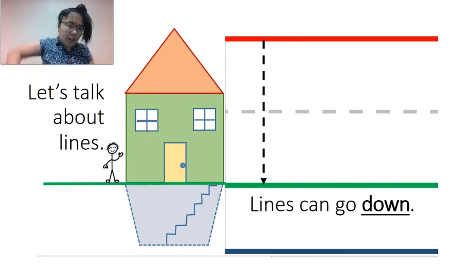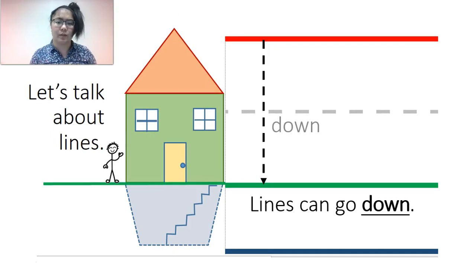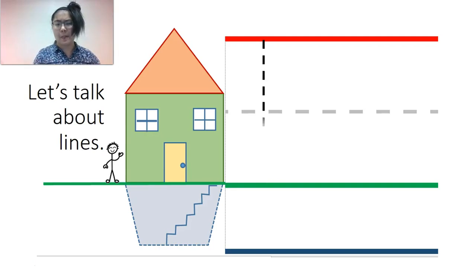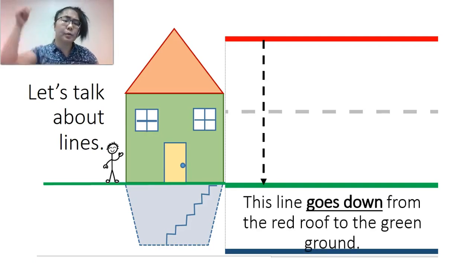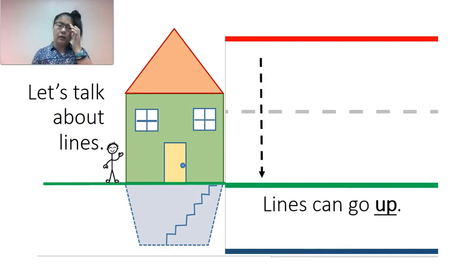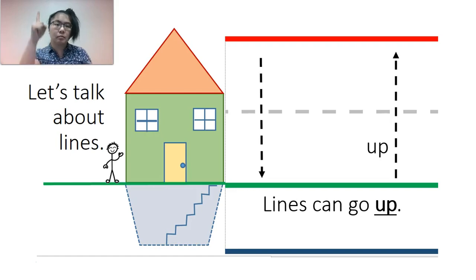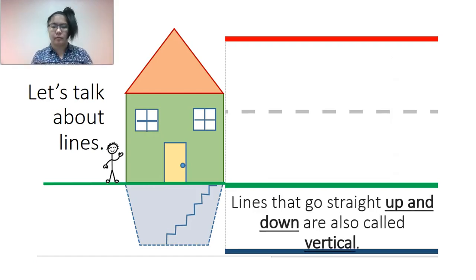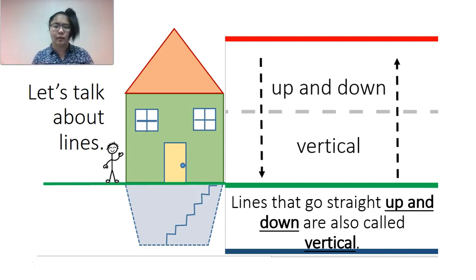Lines can go down. Down. You can point down with me. This line goes down from the red roof to the green ground. Lines can also go up. Up. Lines that go straight up and down are called vertical. Vertical. So up and down and vertical, same thing. Good.